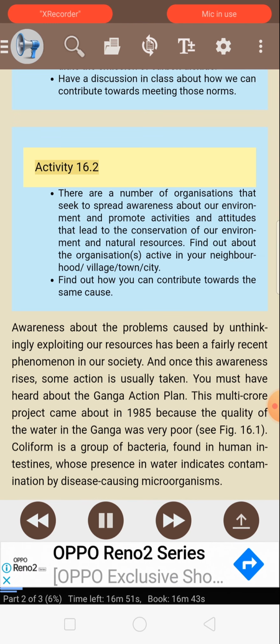Activity 16.2. There are a number of organizations that seek to spread awareness about our environment and promote activities and attitudes that lead to the conservation of our environment and natural resources. Find out about the organizations active in your neighborhood, village, town, city. Find out how you can contribute towards the same cause.